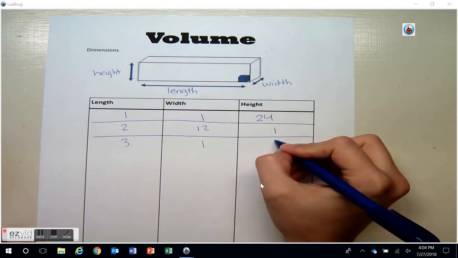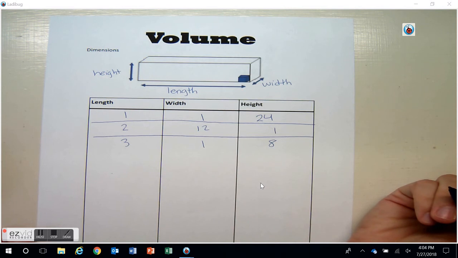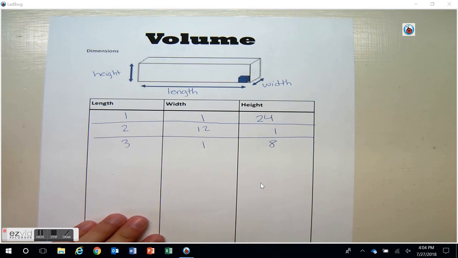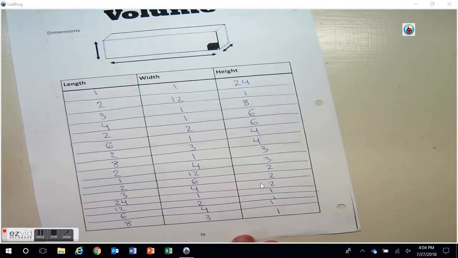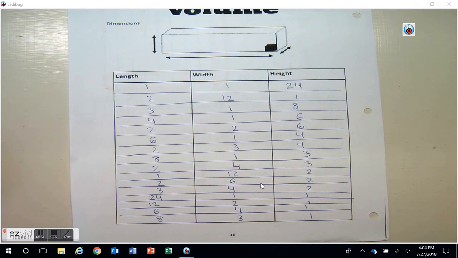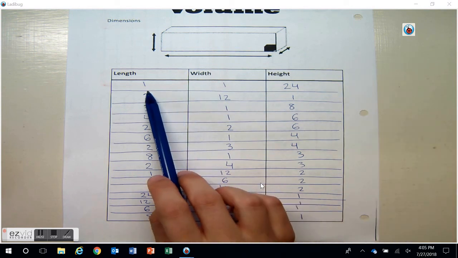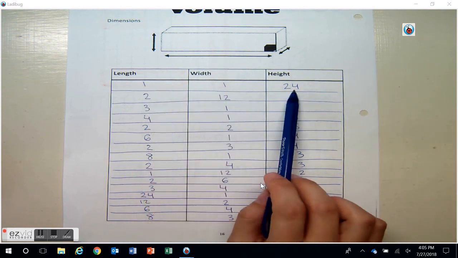If you wanted to continue working on this, you would pause the video now. Here's a finished table with all the different possibilities that you could come up with for a right rectangular prism that has 24 cubic units. Again, notice that the length sometimes is smaller than the height or the width, which is okay. It depends on perspective. Like I said, most of the time the length is the longest side.